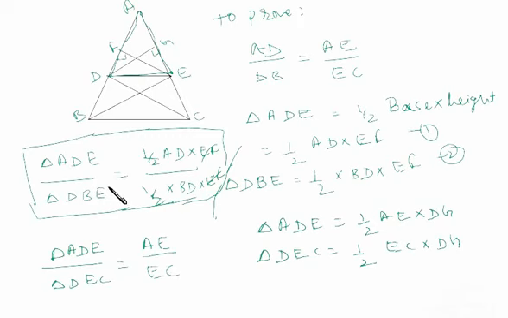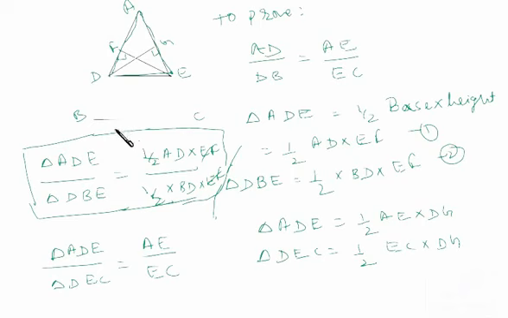Now we have one more important result. One is this and the other is this. Now we have the two triangles DBE and DEC. I just changed the color. Wait for a moment. Now you can see the two triangles DBC and EBC.